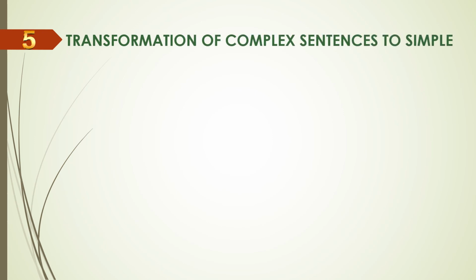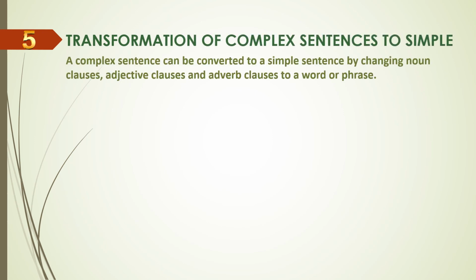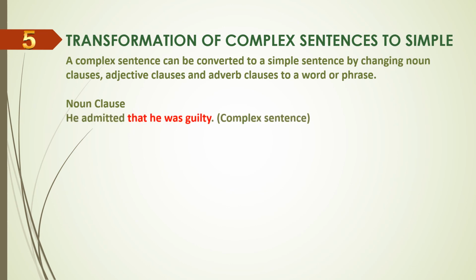Another transformation, complex sentences to simple. Here, simply it can be converted by changing noun, adjective and adverb clauses into a word or a phrase. Okay, so a noun clause: "He admitted that he was guilty." It is a complex sentence. What did he admit? That he was guilty. So this is your subordinate noun clause. Now you take all these words and turn it into one word or a phrase, not a clause: "He admitted his guilt."